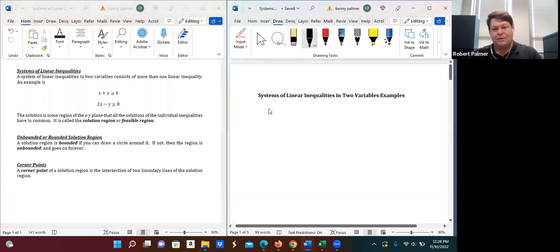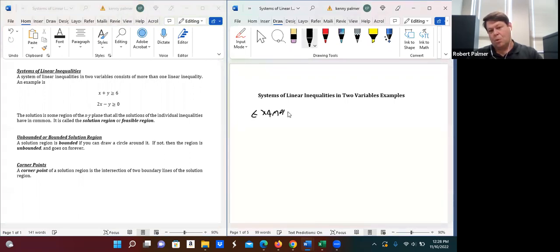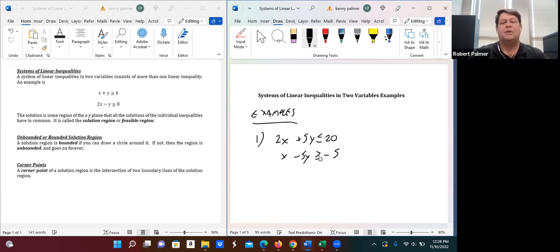So let's look over here at the right. We're actually going to use Desmos to help us out, because it's a lot more efficient than trying to do everything by hand. Our first system is going to be 2x plus 5y is less than or equal to 20. And our second inequality is going to be x minus 5y is greater than or equal to negative 5. So I said we're going to use Desmos. Let's look at that.